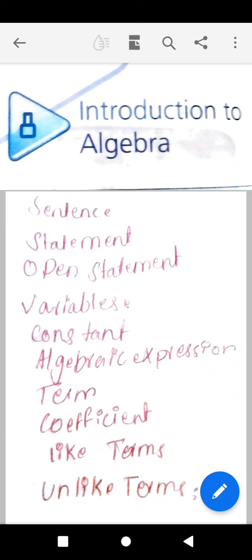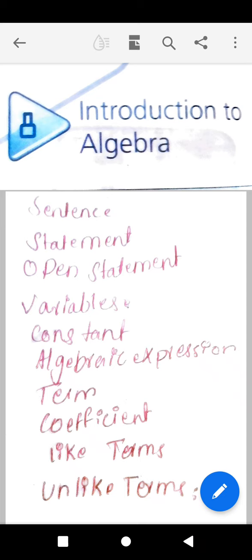The next one is term. What is a term? The numbers or letters separated by operators in an algebraic expression are called terms. When we combine numerals and variables by operations, that is called an algebraic expression. Here it is saying that the numbers or letters are separated by operators.